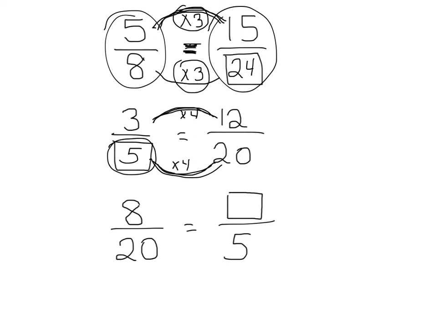Now let's look on the bottom here. So my missing number is on the top, on the numerator, so I'm going to have to look at the denominator here. So my 20 got changed to a 5, so it got smaller, so I must have divided. So 20 divided by 4 makes 5. So if I divided the denominator by 4, that means the numerator gets divided by 4. So 8 divided by 4 makes 2. So 8/20 is equivalent to 2/5.